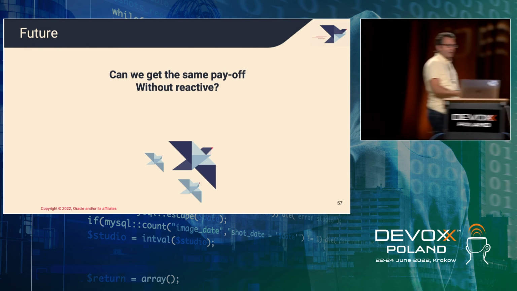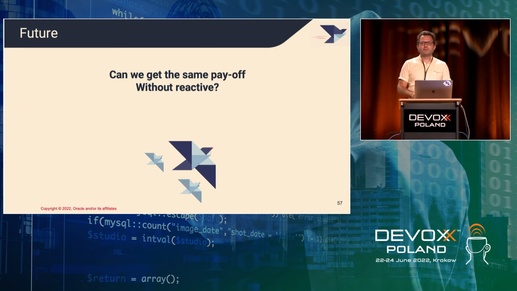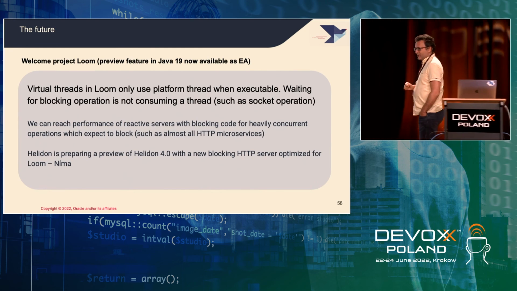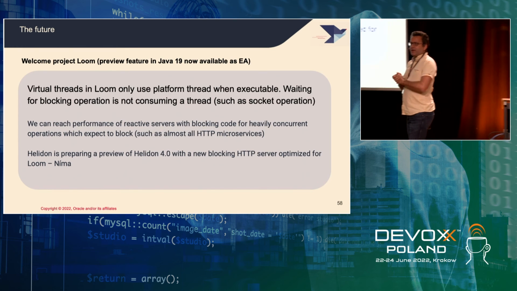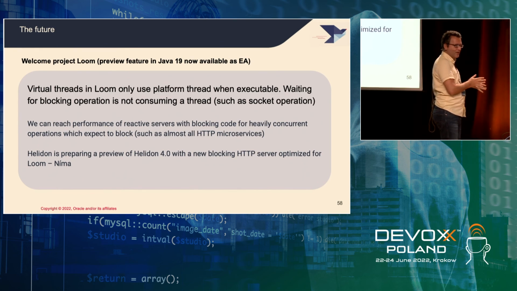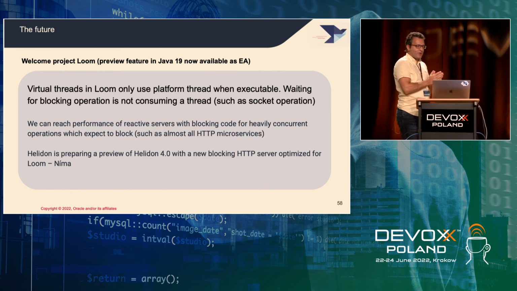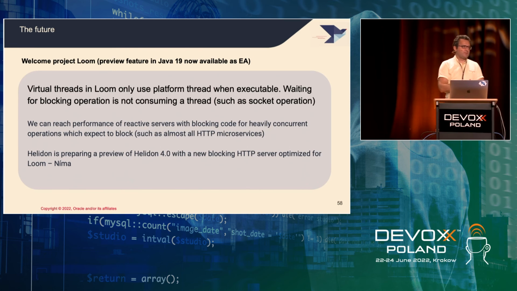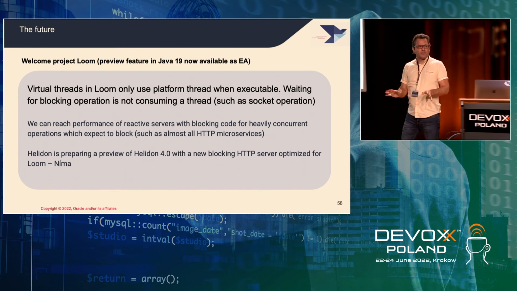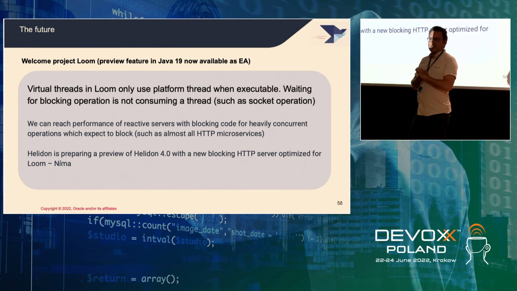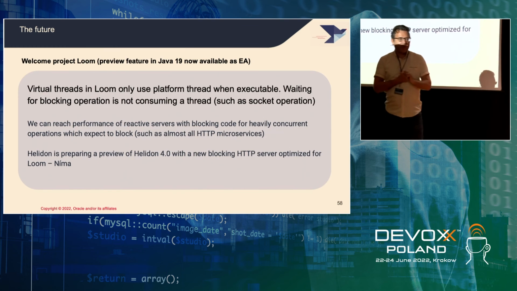So, who has heard of Project Loom? Okay. In Java 19, luckily for us, they have merged Project Loom, and it's available now as an early access download on JDK. Project Loom is the next thing in Java. Honestly, that's a breakthrough that we haven't seen in a long time, because Project Loom uses something called virtual threads.